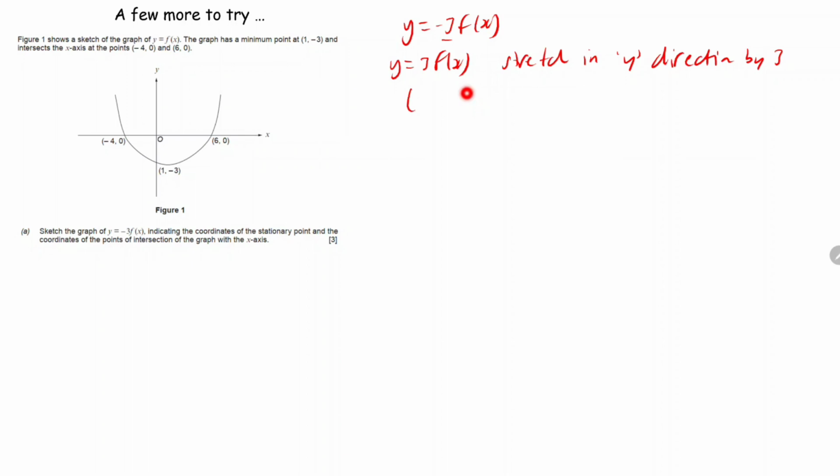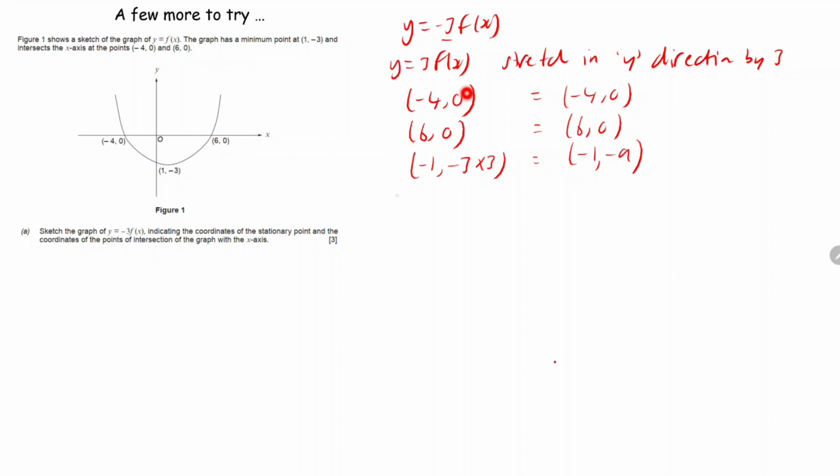So our coordinates are going to be minus 4, 0. That one's not going to be altered because 0 times by 3 is still 0. And the other root is going to stay in the same place. But the third one is going to be minus 1 and minus 3 times by 3. So that gives us the following new coordinates: minus 4, 0, 6, 0, and minus 1, minus 9.